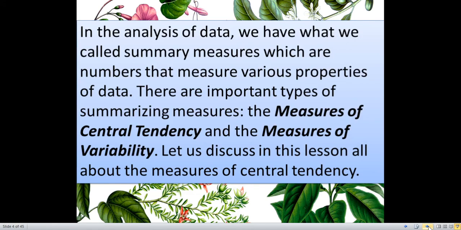If we analyze data, we have what we call summary measures. These summary measures are numbers that measure various properties of data. And there are important types of this. It is the measures of central tendency and the measures of variability. But for this week, let us discuss only the measures of central tendency.